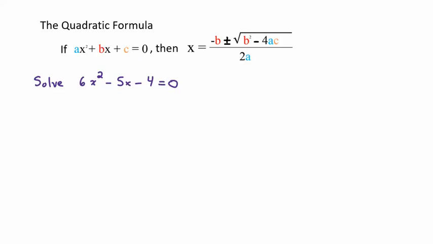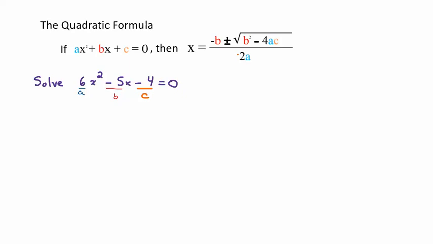Let's see if I can color code this a little bit. Our a value is 6. All right, that's our a value. Our b value is negative 5, corresponding to this b, the coefficient on the x. And our c value is negative 4. C is negative 4. So all we have to do is plug these values into this equation.